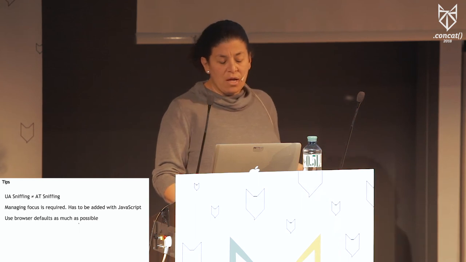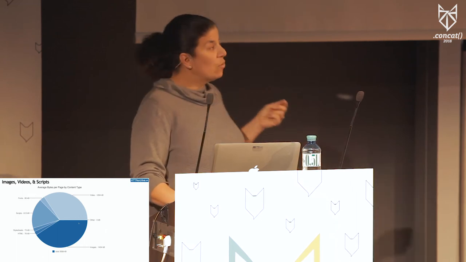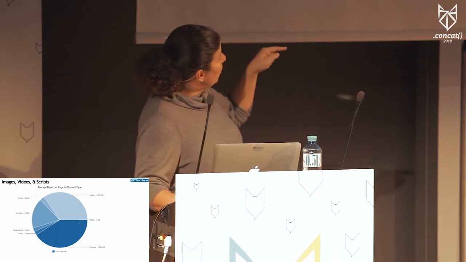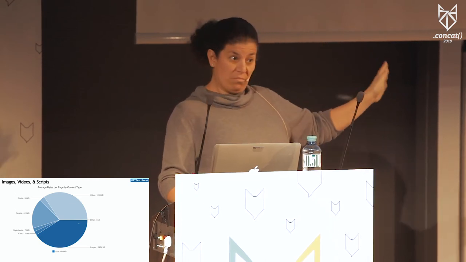If you're not using HTML, if instead you're using a framework or using JavaScript to create elements, not using semantic HTML, you have to manage focus. And every single step of the way has to be added with JavaScript. So the general rule is use browser defaults as much as possible. So we've talked about video optimization, we've talked about image optimization. How about scripts? Hussein talked about that a lot, so I'm going to talk about making it smaller rather than making it faster.